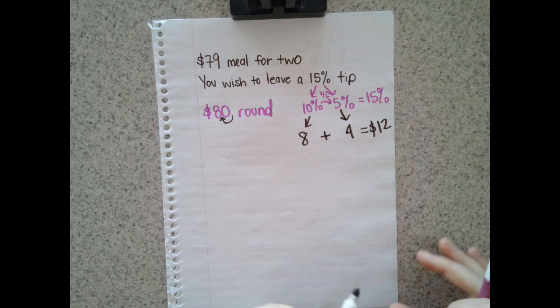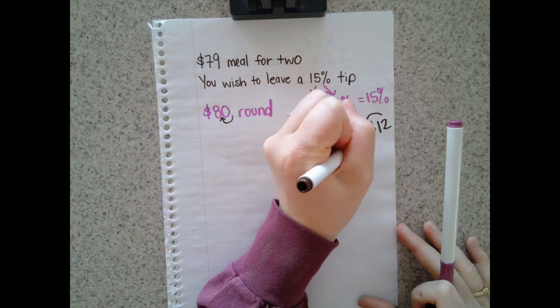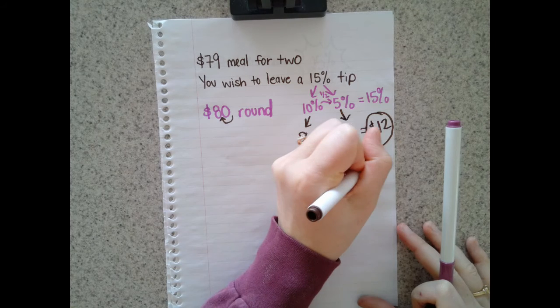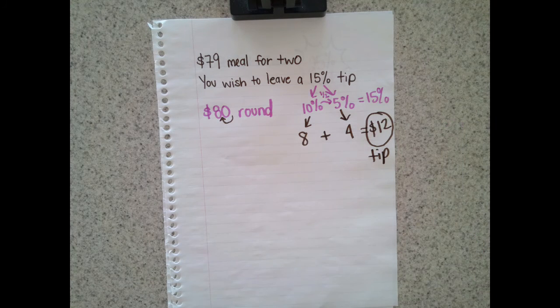Or sorry, I keep saying discount. We're doing a tip. This would be the tip you plan to leave the waiter or waitress. That is roughly, again, we're estimating 15% of our meal cost.